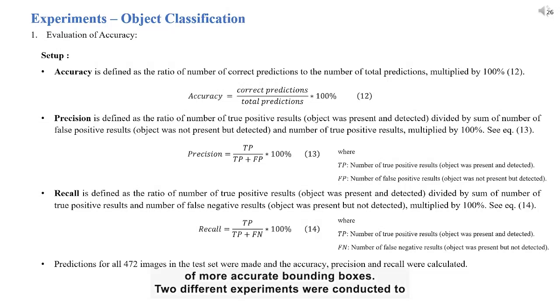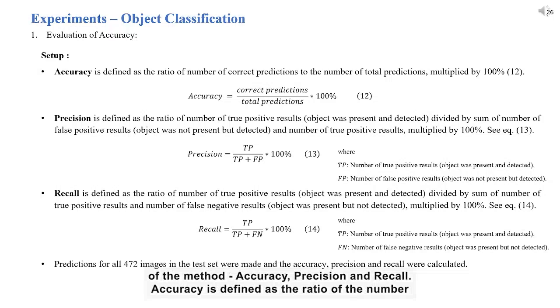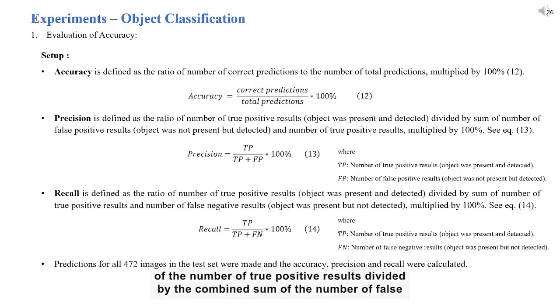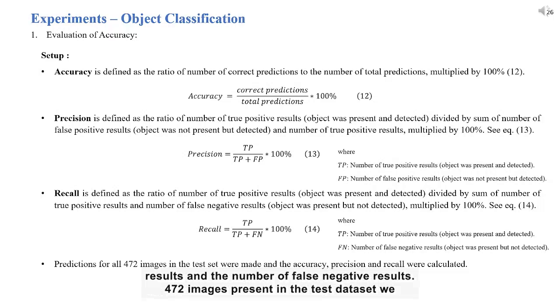Two different experiments were conducted to evaluate the accuracy and speed of the proposed method. Before we move on to the experiment, let's first define the metrics involved. Three parameters were utilized to judge the performance of the solution: accuracy, precision, and recall. Accuracy is defined as the ratio of the number of correct predictions to the number of total predictions. Precision is defined as the ratio of the number of true positive results divided by the combined sum of the number of false positive results and the number of true positive results. Recall is defined as the ratio of number of true positive results divided by the combined sum of the number of true positive results and the number of false negative results.